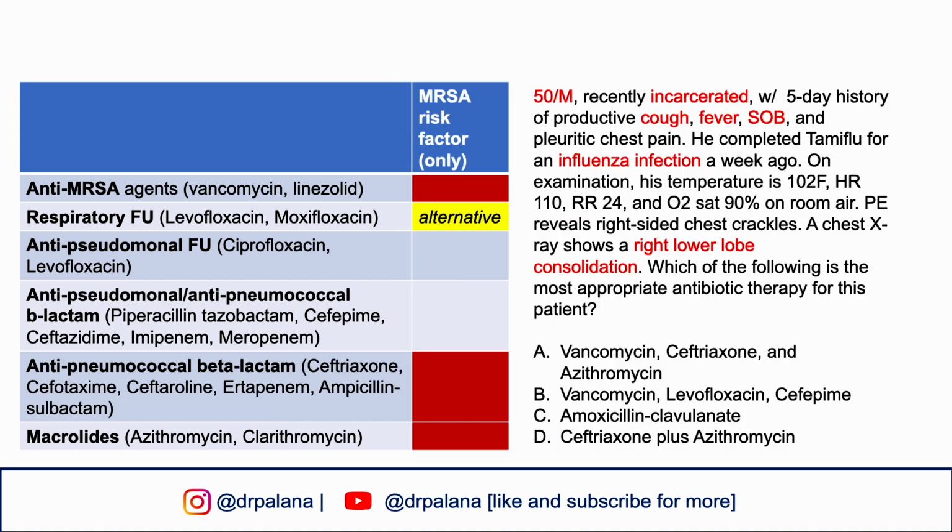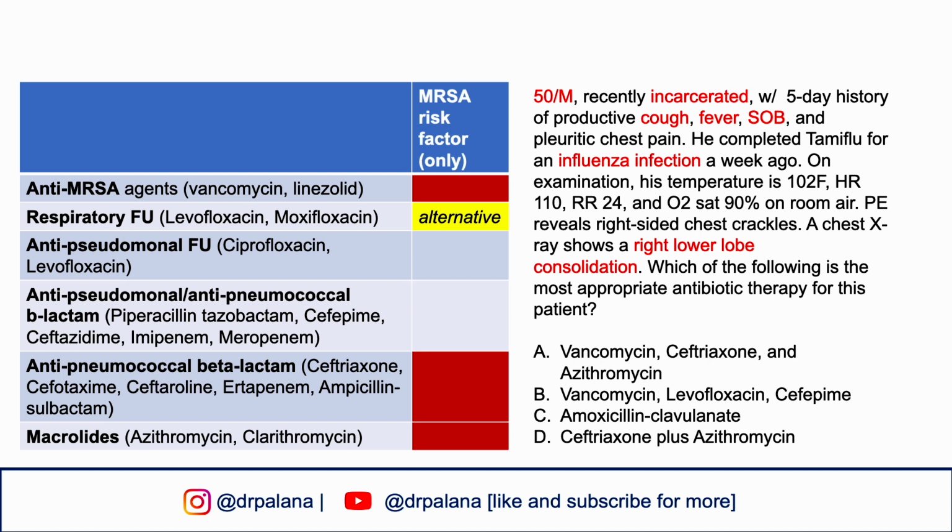A 50-year-old man who was recently incarcerated presents with a 5-day history of productive cough, fever, shortness of breath, and pleuritic chest pain. He reports that he completed Tamiflu for an influenza infection a week ago. On examination, his temperature is 102, heart rate 110, respiratory rate 24, and oxygen saturation 90% on room air. Physical examination reveals right-sided chest crackles. A chest X-ray shows a right lower lobe consolidation. Which of the following is the most appropriate antibiotic therapy for this patient?